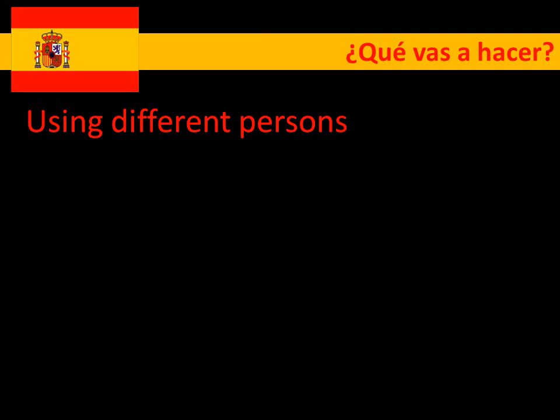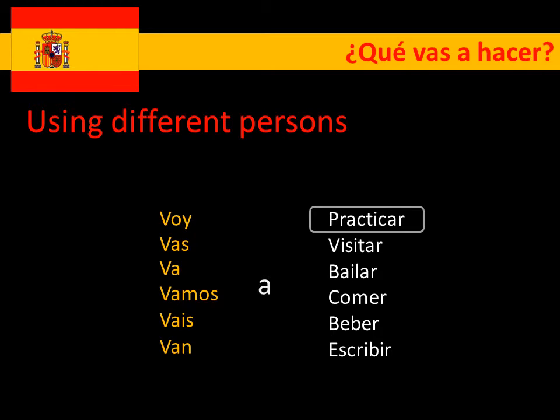I'm going to look at using some different persons as well then. So again, voy, vas, va, vamos, vais, van. Okay, if we look at the first example then. So voy a, we've got the infinitives here. Going to use the first one, practicar, to practice. Okay, so we could ask a question with this. We might say, vas a practicar? Are you going to practice? So be aware of just being able to make a question, very easy, two question marks, and raise your voice.